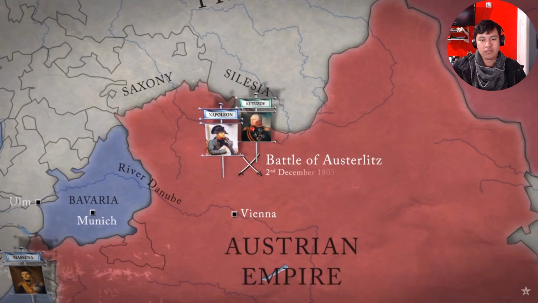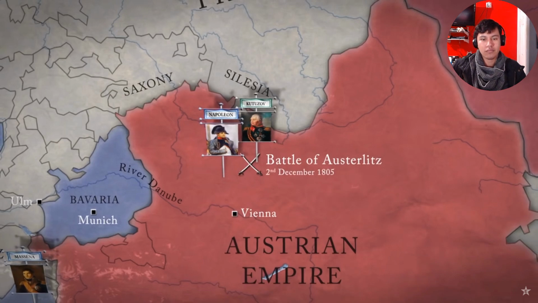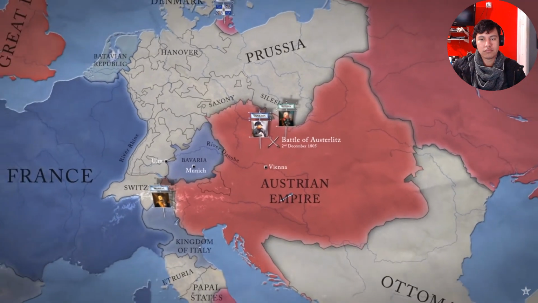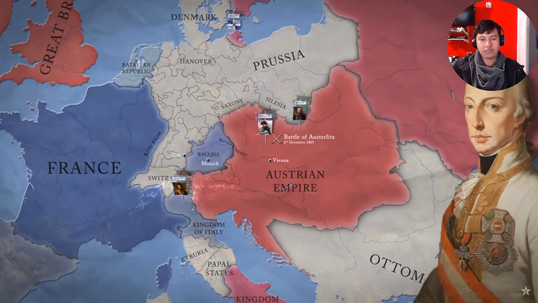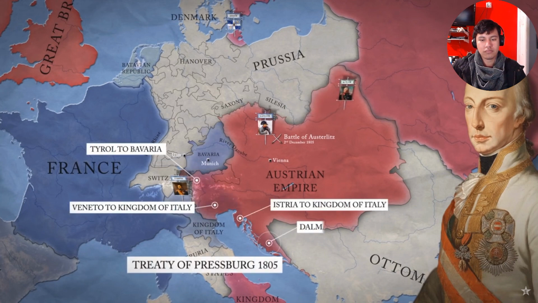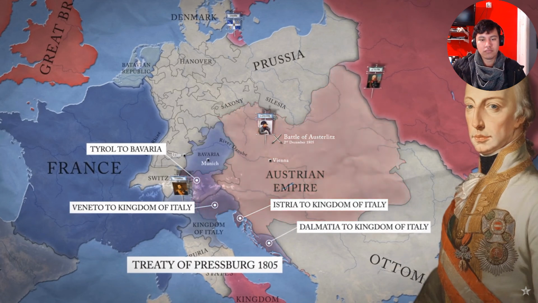The Battle of the Three Emperors, as it became known, was a crushing blow to the Third Coalition. As Russian forces retreated back to Russia, Francis I of Austria was forced to accept a humiliating settlement with France, agreeing to pay a 40 million franc indemnity and give up more territory in exchange for peace.